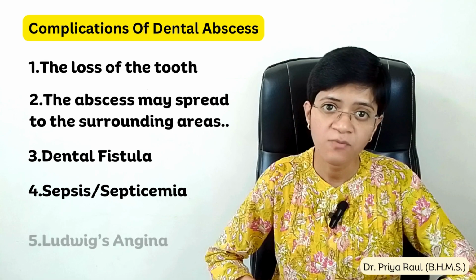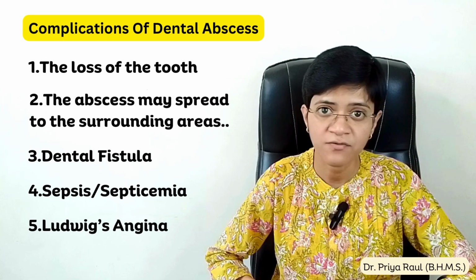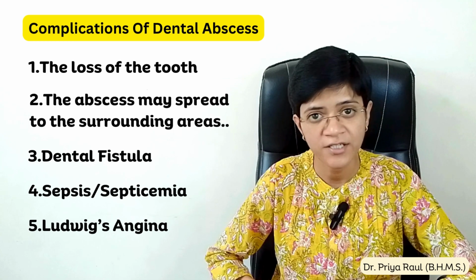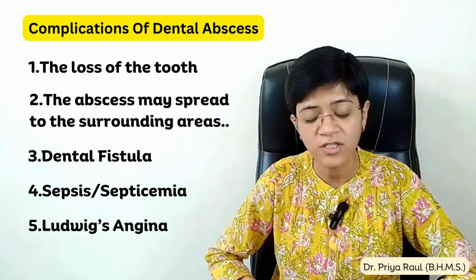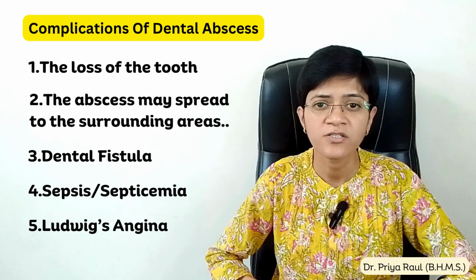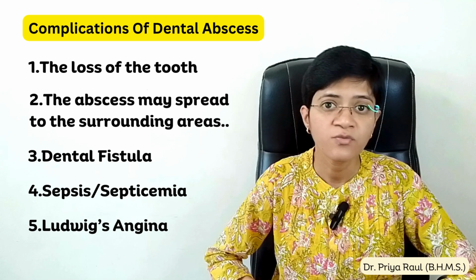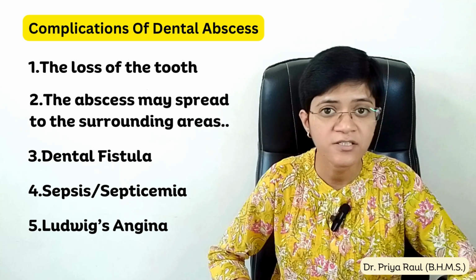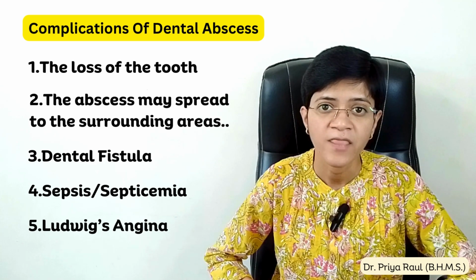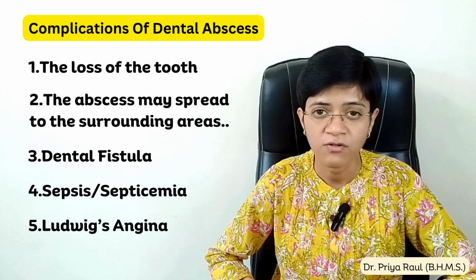The next complication is Ludwig's angina. It is a life-threatening infection, a type of cellulitis of the soft tissues involving the floor of the mouth and the neck. It is rapidly progressive, leading to potential airway obstruction. So we must understand the seriousness of this disease. It is rapidly progressive, intensely painful also.